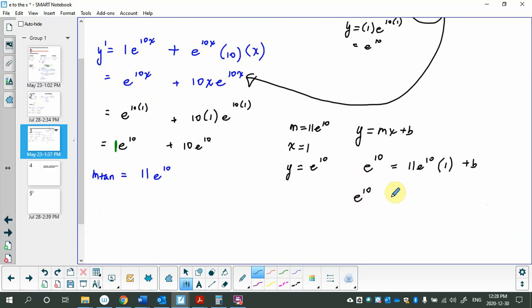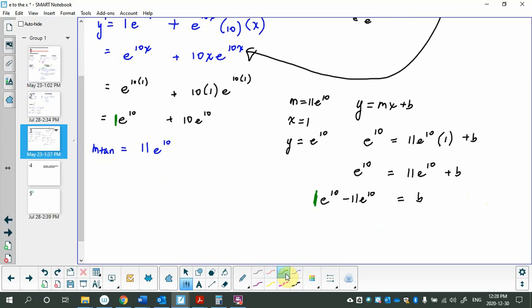e to the 10 equals 11 times 1, e to the 10. e to the 10 minus the 11 e to the 10 from the other side equals b. I'm going to put a 1 there so I have some easy math to take care of. And that will mean that b is negative 10 e to the 10.